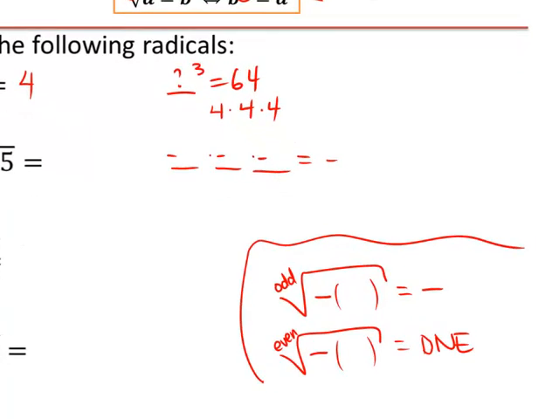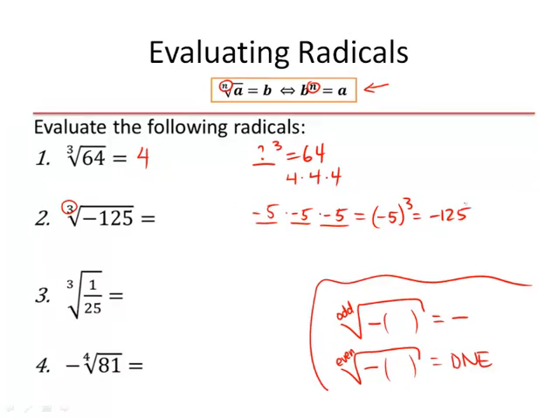Okay, so what times what times what, the same number 3 times, gives us 125? Let's try 5. 5 times 5 times 5 gives us 125. So, therefore, negative 5 cubed gives us negative 125. So the cube root of negative 125 is negative 5.